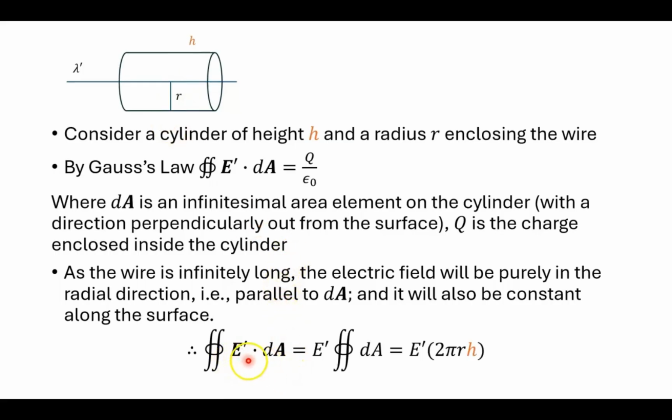So we can do the dot product. It will just be the magnitude times together because they are perpendicular, and the E is constant. We can take it out of the integral. This is basically the whole surface area, and it's only 2 pi r h. It's basically the area of this rectangular surface of this cylinder. If you expand it out, its height will be h and its length will be this circumference 2 pi r. The top and the bottom cap of the cylinder don't matter because the electric field is not in the direction of the wire. There's no flux here.